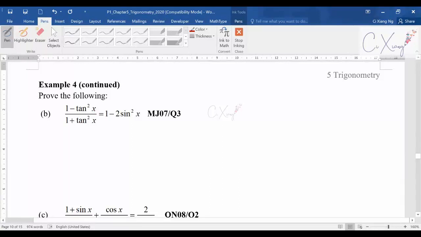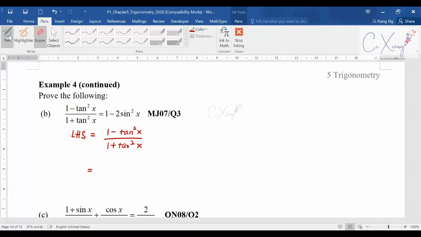Okay, so if I look at this equation here, in my opinion, the fraction part will be more complicated. So therefore I will start from the left hand side. 1 minus tangent square x divided by 1 plus tangent square x. If you look at the answer, there's no more tangent square, it only has sine square, which means I need to change the tangent into something related to sine square.